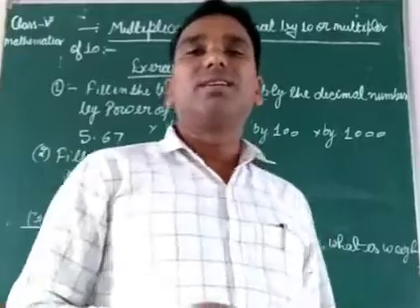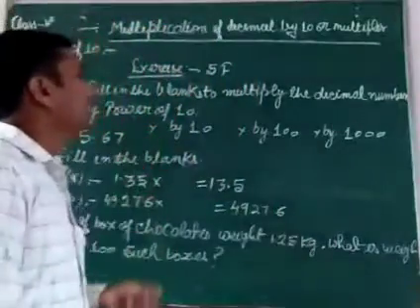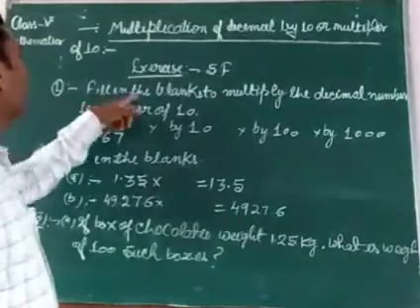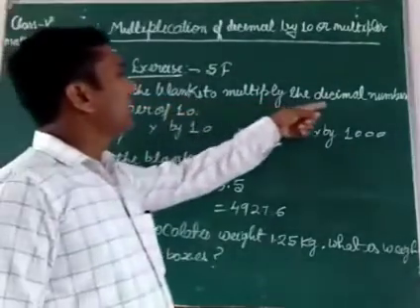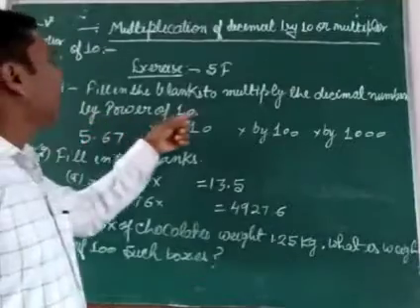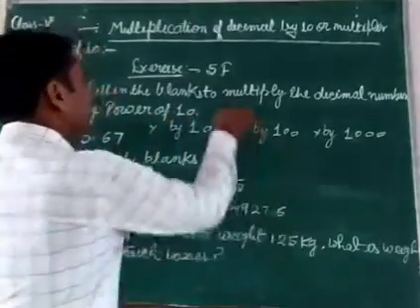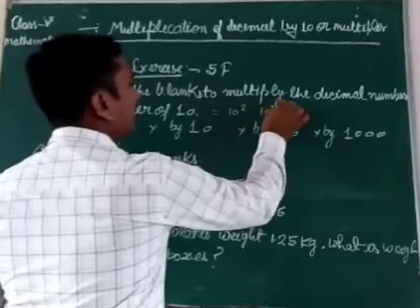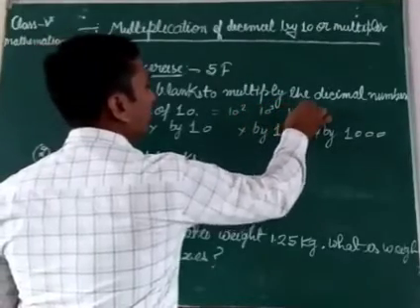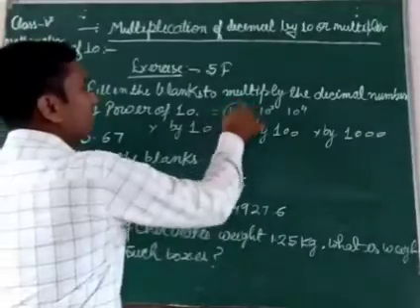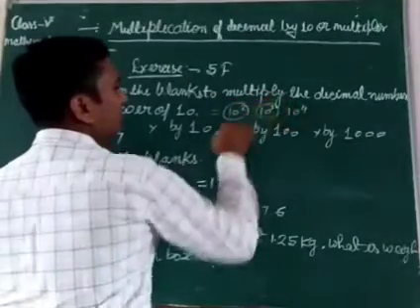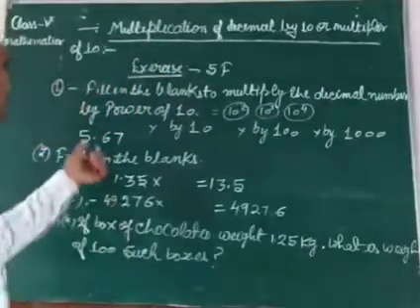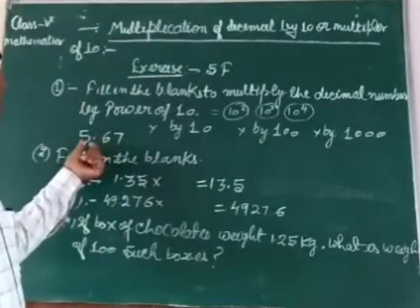Now let us start exercise 5F. Here are 3 questions. Fill in the blanks to multiply the decimal number by a power of 10. Power of 10 means here 10 power 2, 10 power 3, 10 power 4. 10 power 2 means 100, 10 power 3 means 1000, 10 power 4 means 10,000. Yes, we are seeing one example.